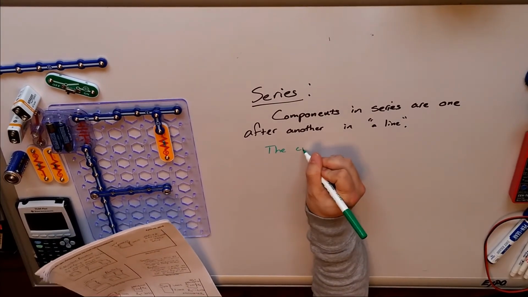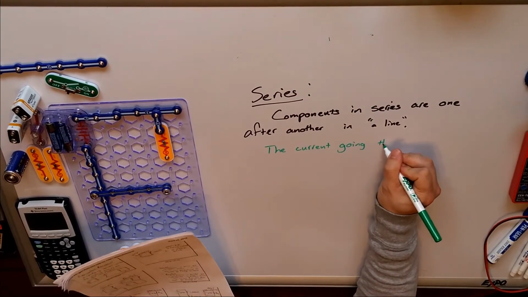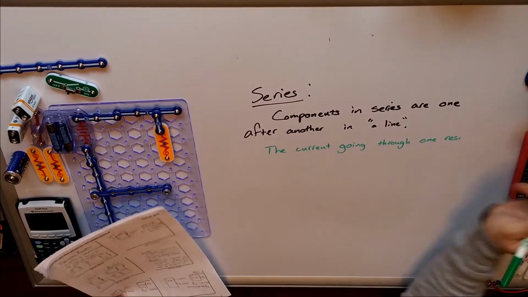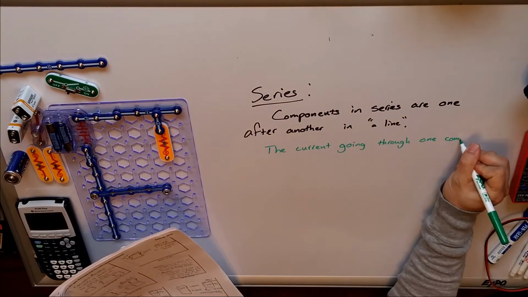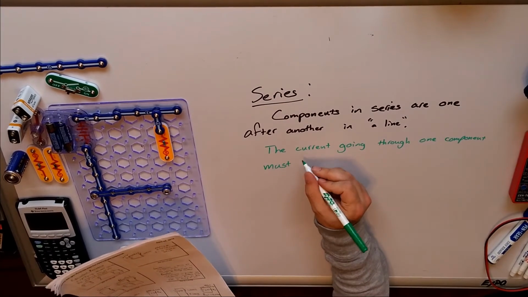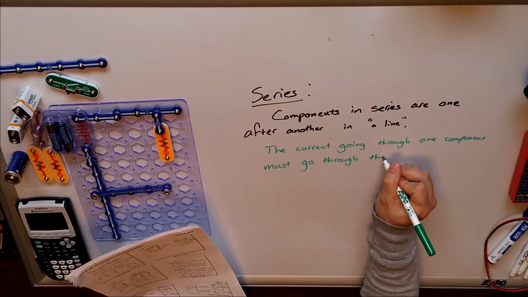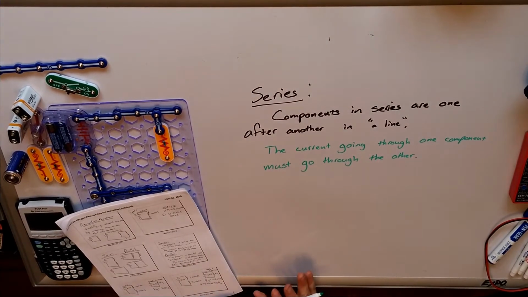The current going through one resistor, or component, I should say, because this actually applies to all circuit components. One component must, at least in part, go through the other, the next component. So basically, if you have the current that goes through one of these things, go through another one, then those two components are in series with respect to one another.